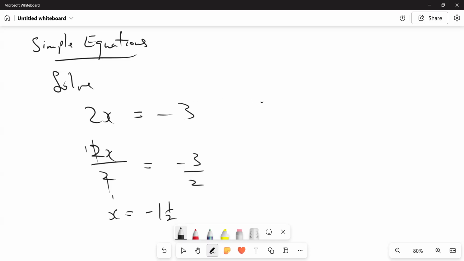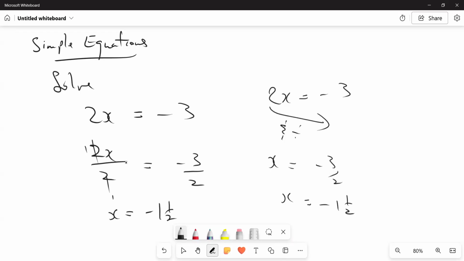Of course, what you normally do is a shortcut where some people say you take the 2 down and you divide, right? And you end up with x equal minus 3 over 2, x equal minus 1.5, right? You do this. And as I said, it's perfectly acceptable, right? Nothing difficult there, right?